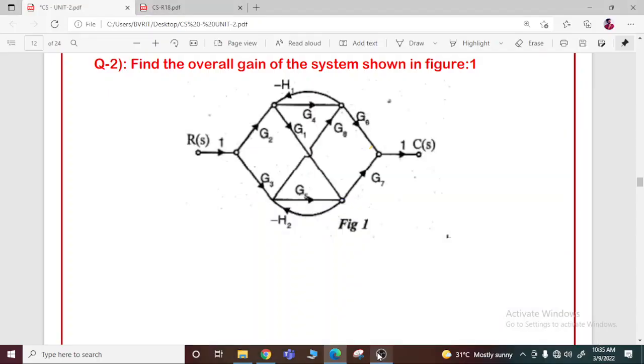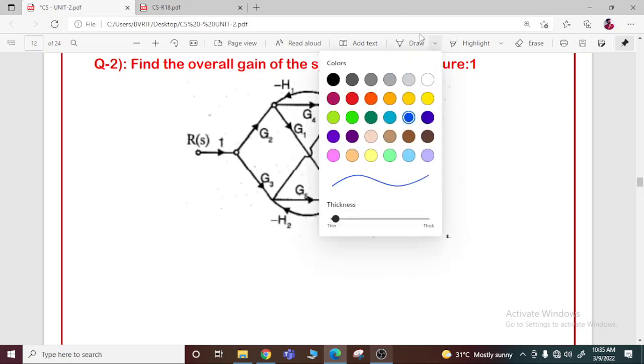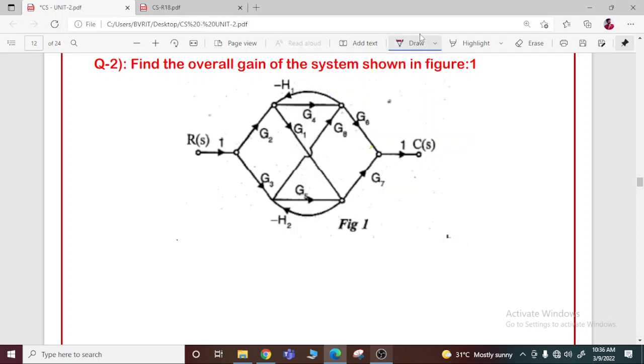Next question is, find the overall gain of the system shown in the given figure. So, very important question which is generally asked in the examinations. Here this is the question given, and from this diagram, first of all we have to find out the number of paths which are existing in the given figure.